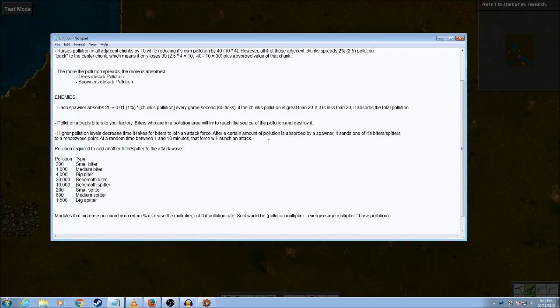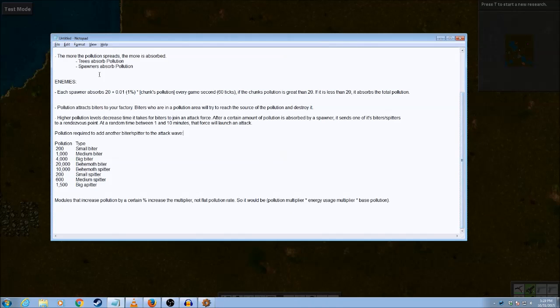So that's pretty much how often. And then here's a chart of the pollution required to add another biter/spitter to the attack wave from that spawner, right? So 200 pollution, send out another small biter, 1,000 pollution, another medium biter, so on and so forth. You can read through these.